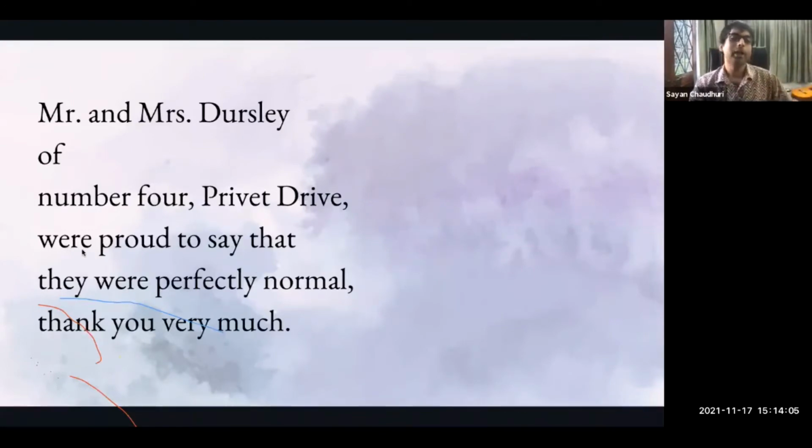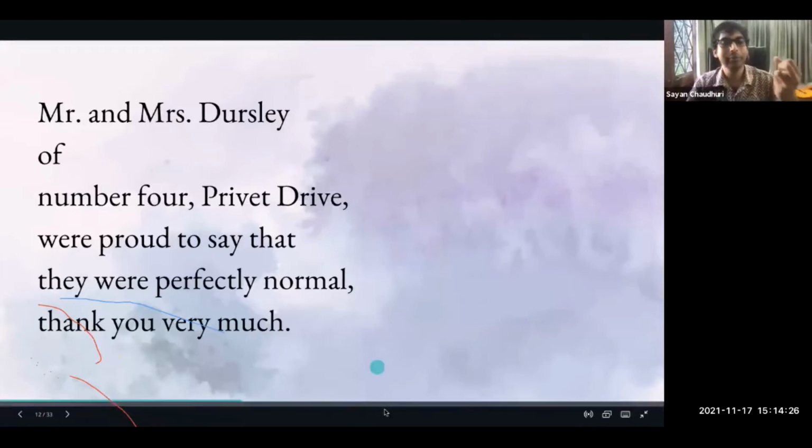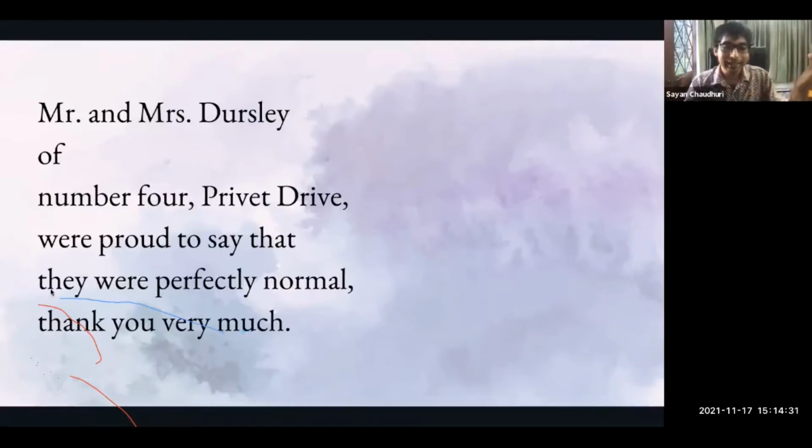Now let's move to the next part. Mr. and Mrs. Dursley of number 4 Privet Drive were proud to say that they were perfectly normal. What are the associations from this? If I have to ask the what question again, I would say were proud to say indicates action. This is the first time you get a sense of an action, a verb. They're proud. And what constitutes the action? They were perfectly normal. They want to say that they're perfectly normal.